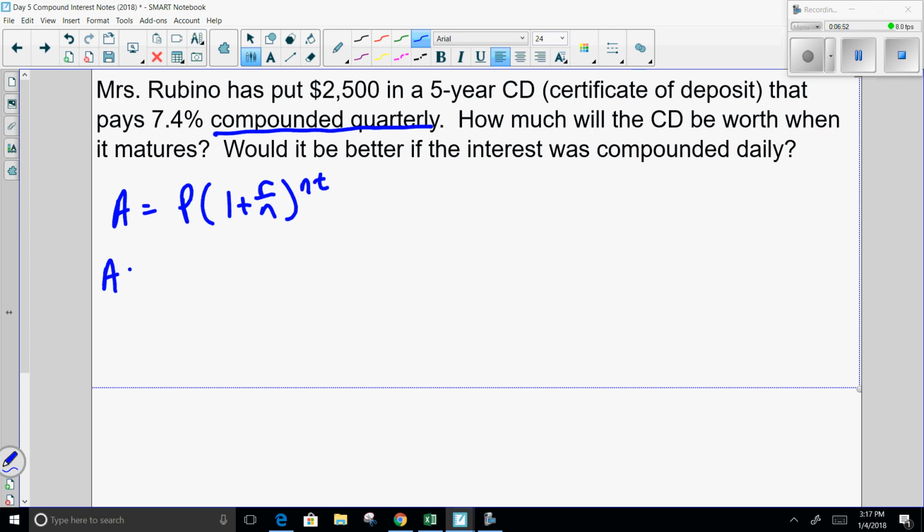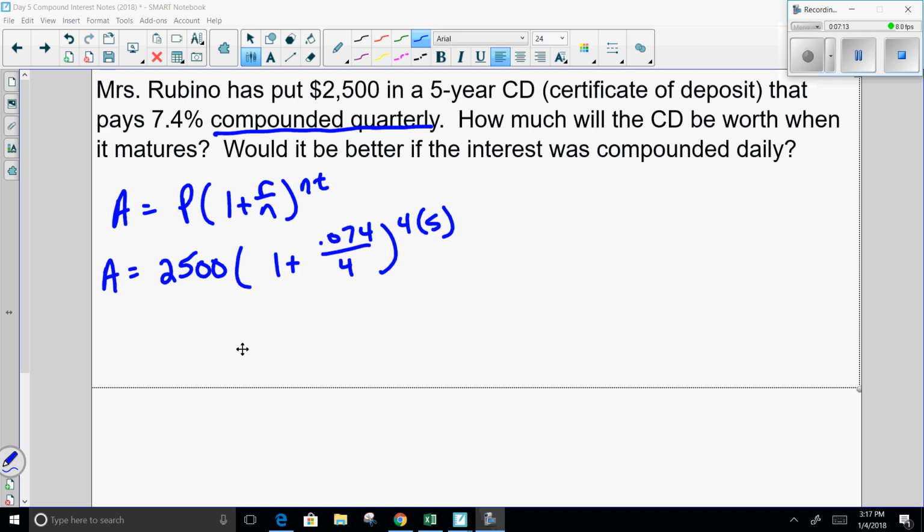So we just go in and plug our money in. We don't know how much money we're going to have at the end. We know we put $2,500 in. 1 plus the interest rate as a decimal is 0.074 divided by quarterly, 4 times per year, raised to the 4 times 5. Now we have that in. After plugging it into the calculator, you get a value for A to be $3,607.12.